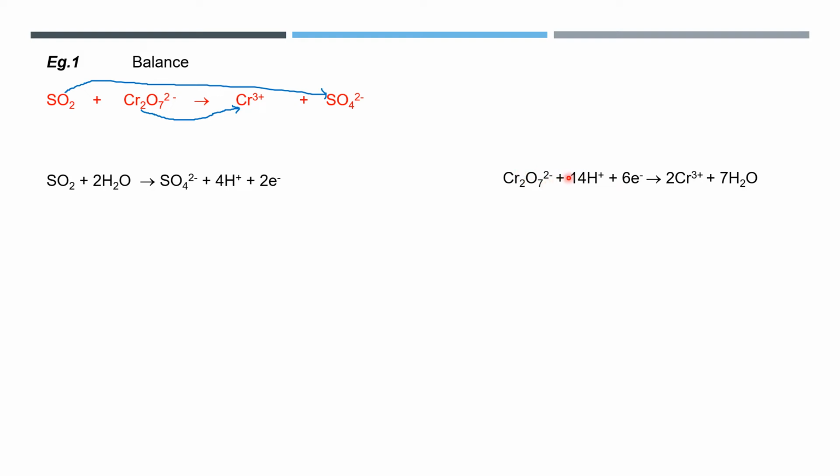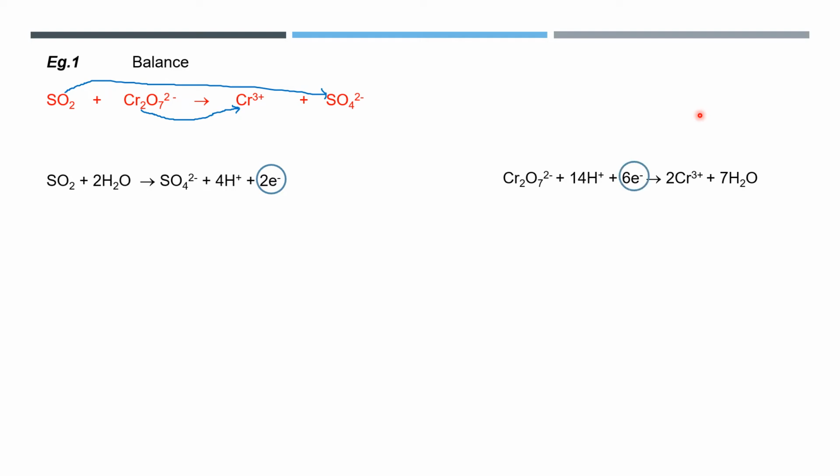Once we have balanced the two half equations separately, the next thing we will do is combine the two half equations. To do that, we have to make sure that the electrons are cancelled out. The first equation has 2 electrons on the product side. The second equation has 6 electrons on the reactant side.